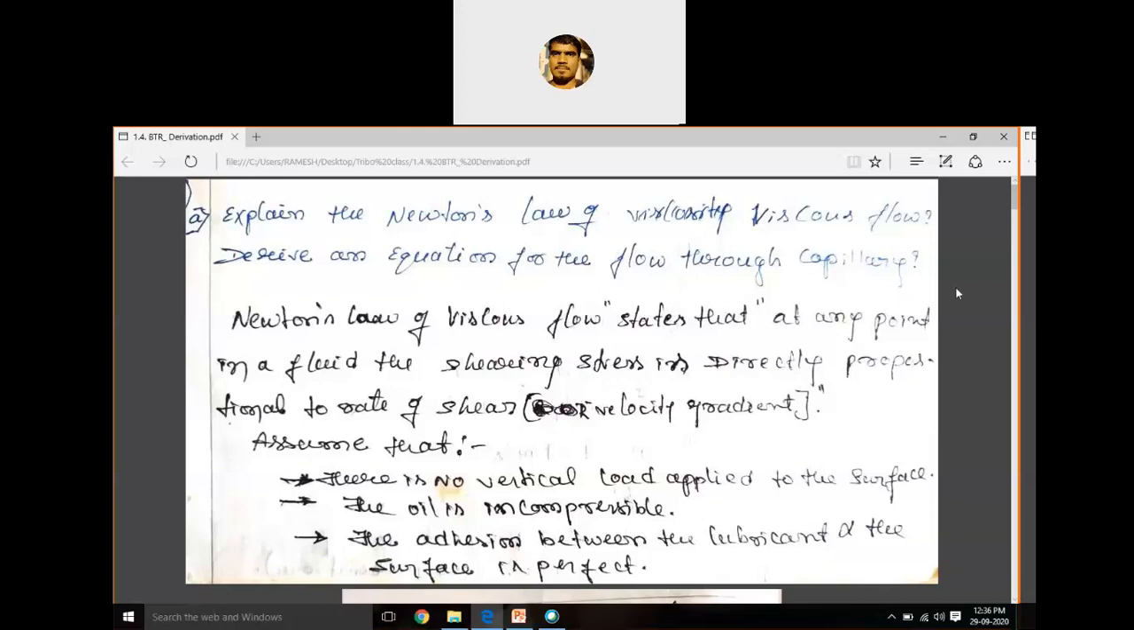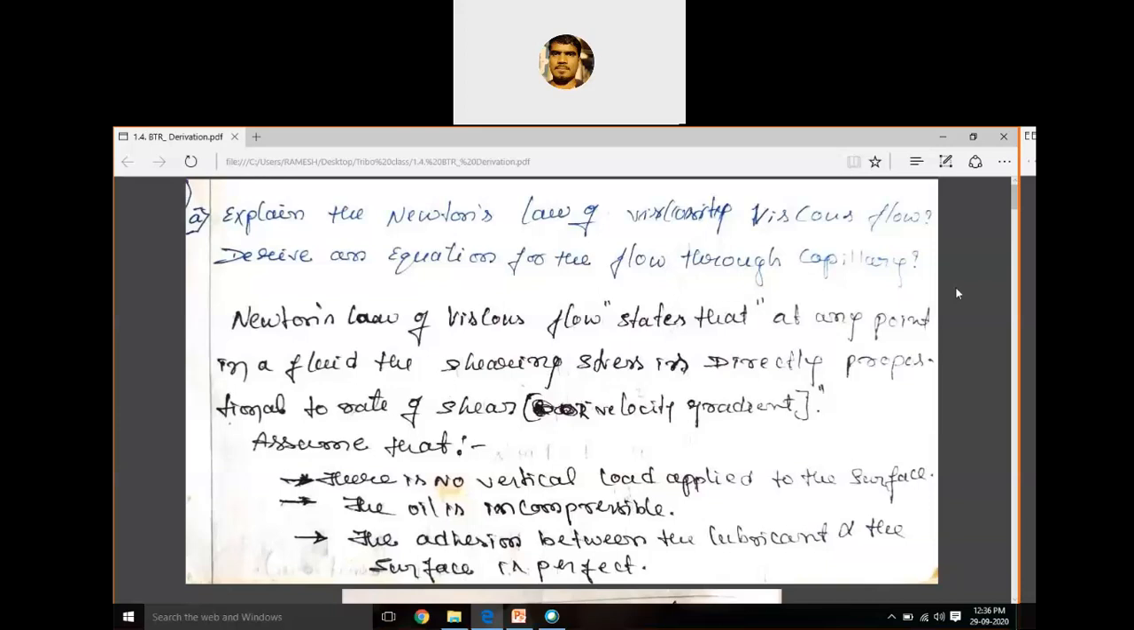For this, we made some assumptions. The first assumption is there is no vertical load applied to the surface. There is no vertical load applied to the surface, meaning no load is acting. Load is zero.